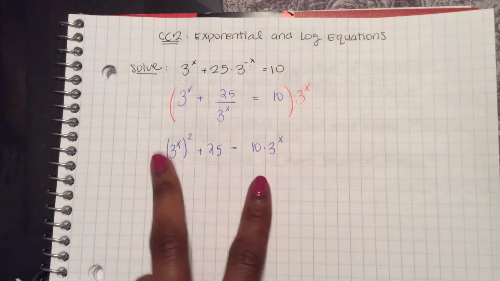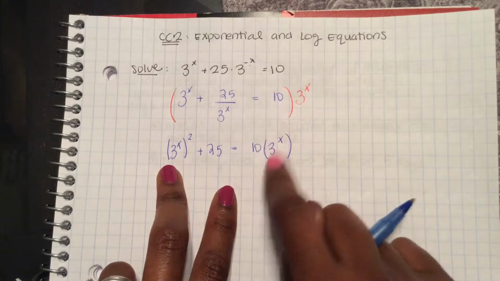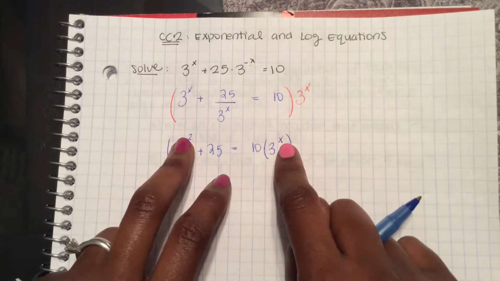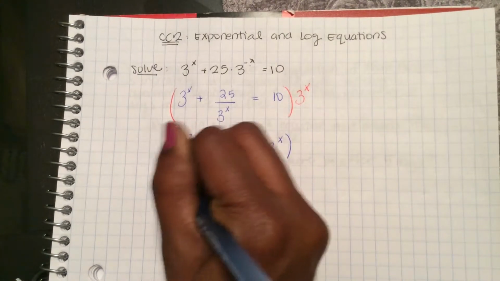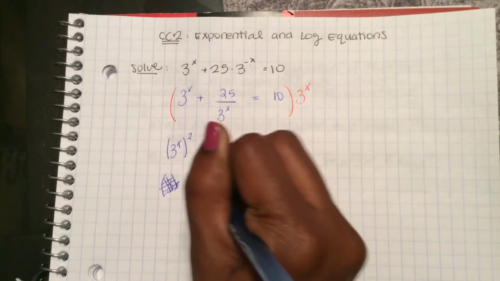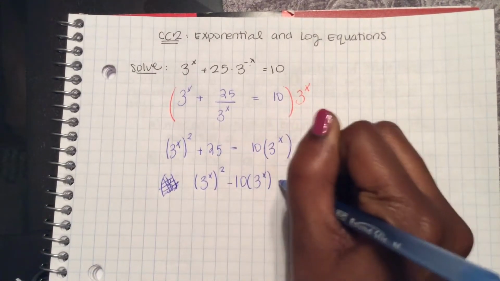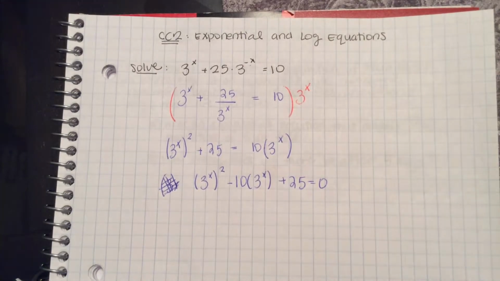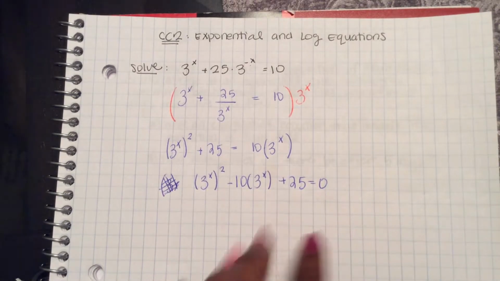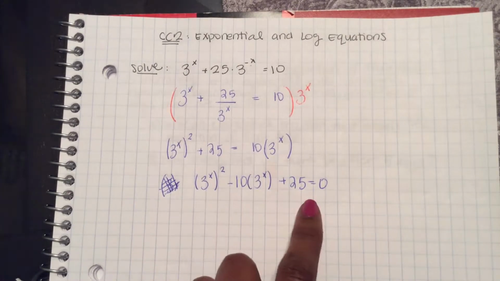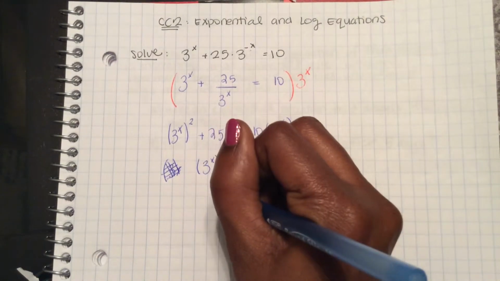I see I've created somewhat of a quadratic expression because I have 3 to the x and I have 3 to the x squared. So I'm going to write this in standard form. 3 to the x squared minus 10 times 3 to the x plus 25 equals 0. So the reason why I'm setting it up in this form is because now I'm setting up standard form for a quadratic. It's easier to see if you do some substitution.